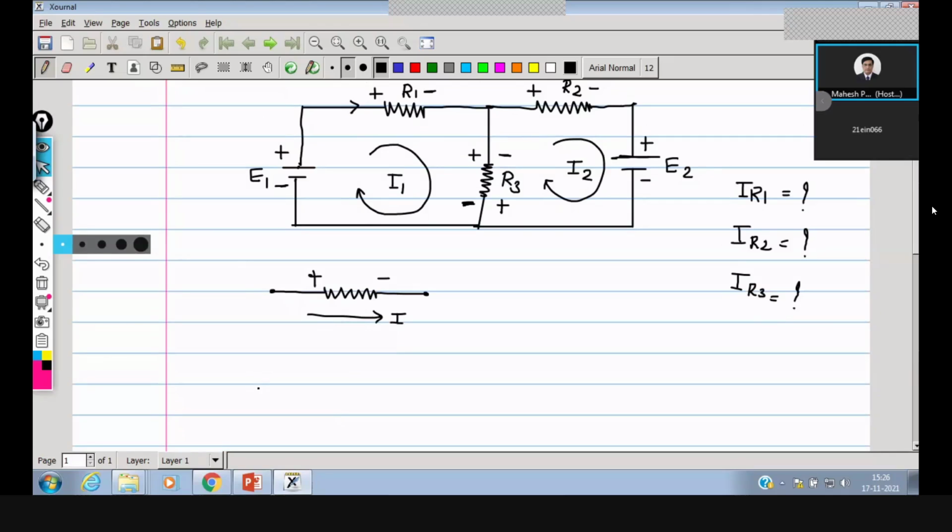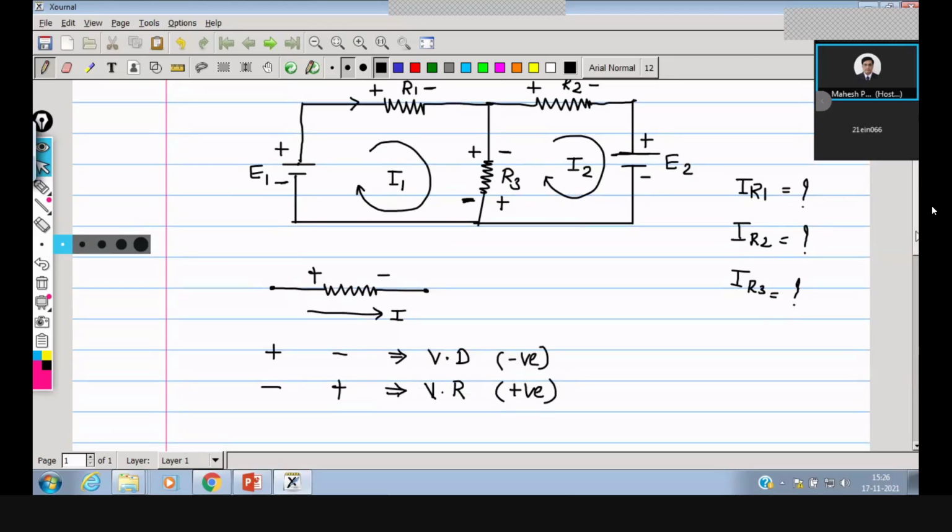First of all, as we discussed the sign convention, if we go from the plus terminal to the minus terminal, then there is a voltage drop, and this voltage drop is considered as a negative value. And if we go from minus to plus, then we consider it a voltage rise, and we will mark it with a positive sign. So here, in the first case, we will apply KVL, that is Kirchhoff's voltage law, and we will write an equation.